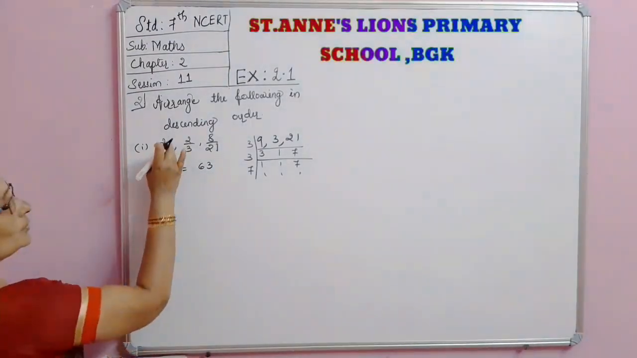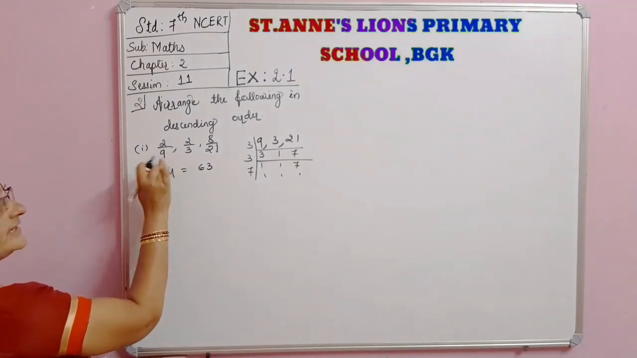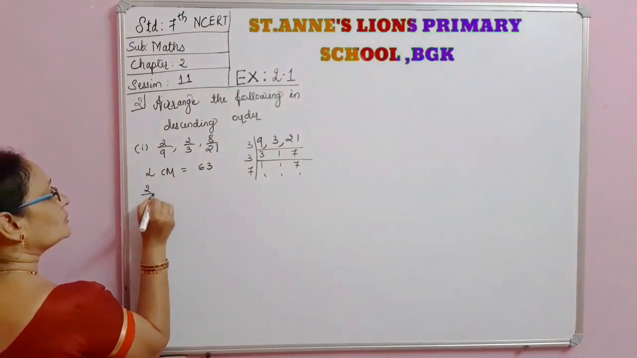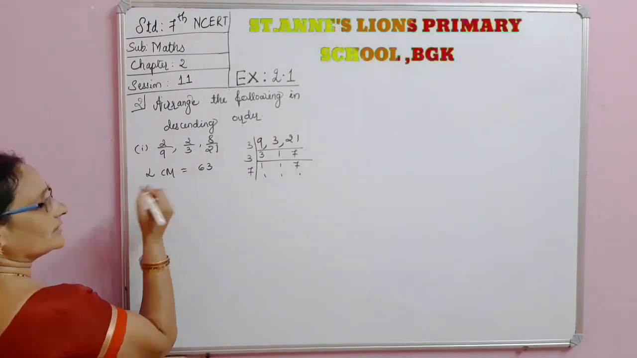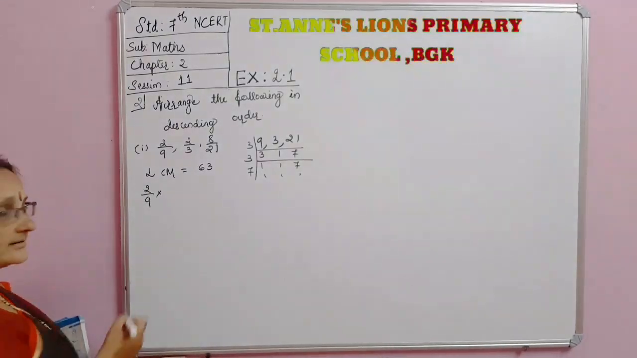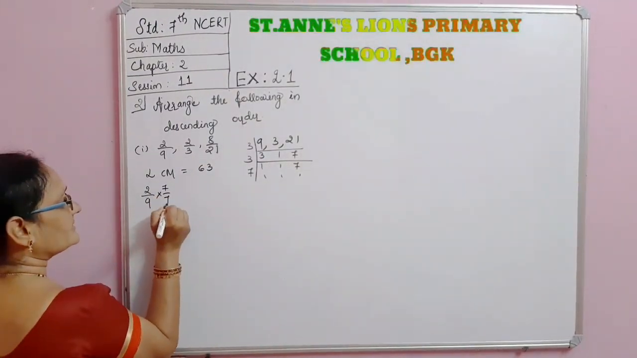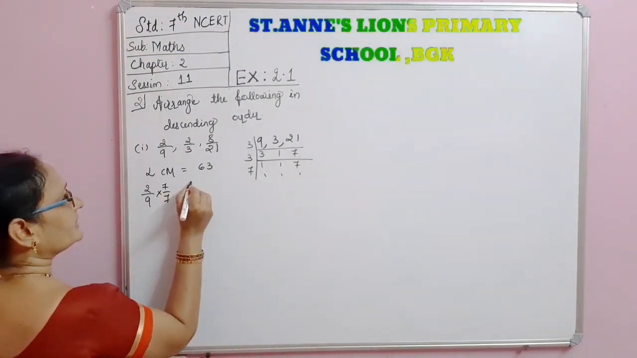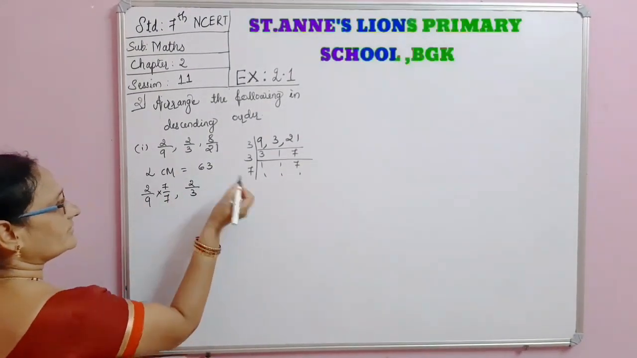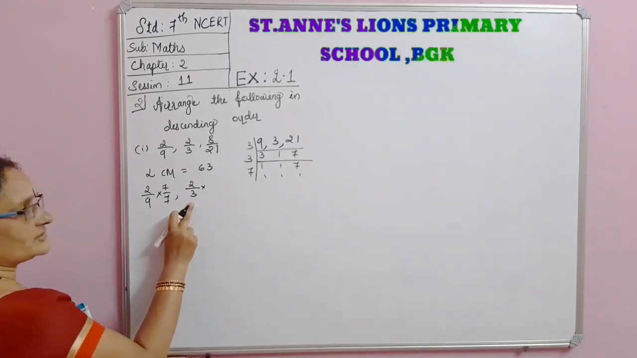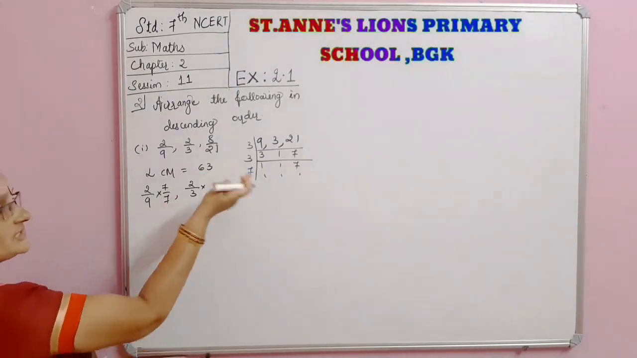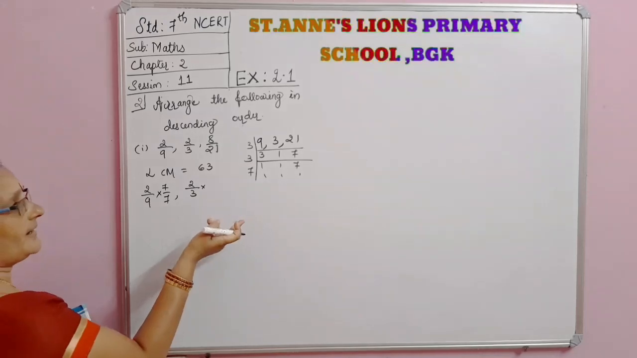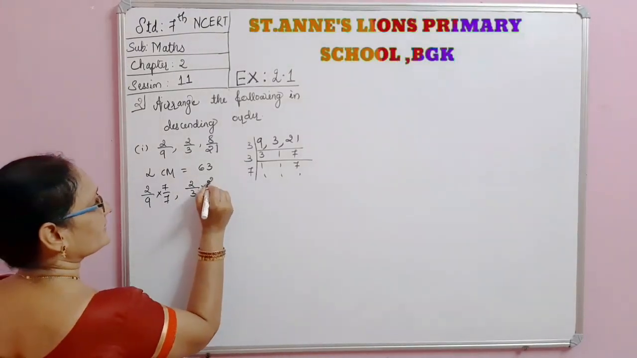Okay. Now 2 by 9, we have to convert this 9 into 63. So 2 by 9, with what do I have to multiply? 7. 7 by 7. Then 2 by 3, I have to convert 3 into 63. Then with what do I have to multiply? That is 21.